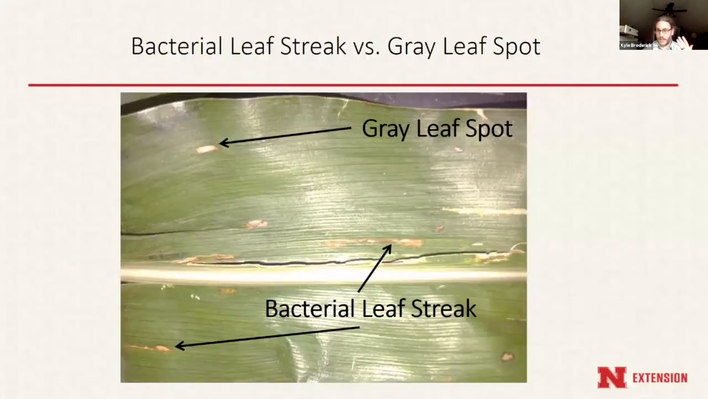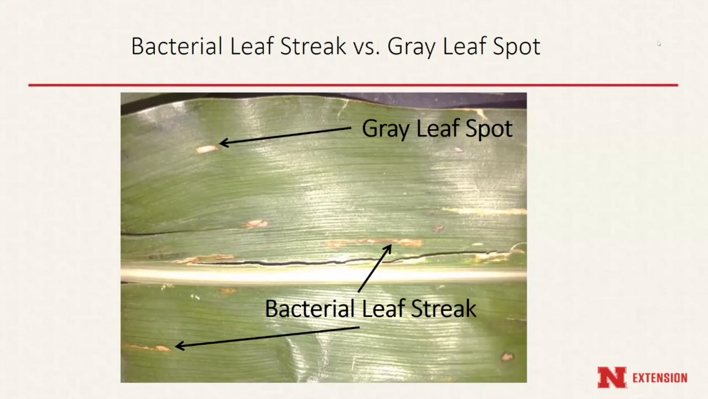But I mentioned that it does look very similar to this other fungal disease of corn, gray leaf spot. And so here we have a corn leaf that has a few different lesions on it. We have one gray leaf spot lesion up at the top, and then we have a few bacterial leaf streak lesions down at the bottom. And so at this stage, it's getting to be the point where we can differentiate these two diseases.